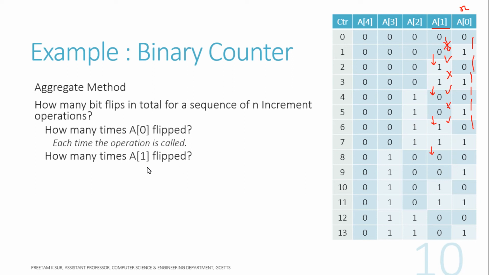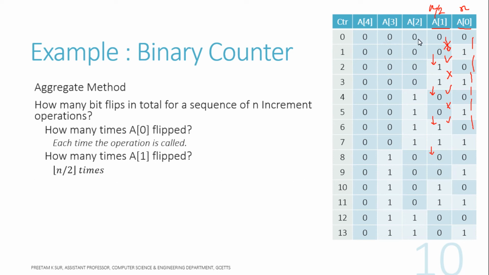So how many times is A1 going to be flipped if there is a sequence of n operations? Obviously n by 2, the floor of n by 2. I am not getting into the complexity of floor and ceiling; it takes n by 2 times. So if we have a sequence of n increment operations, the A0 bit is going to be flipped n times, and the A1 bit is going to be flipped n by 2 times.